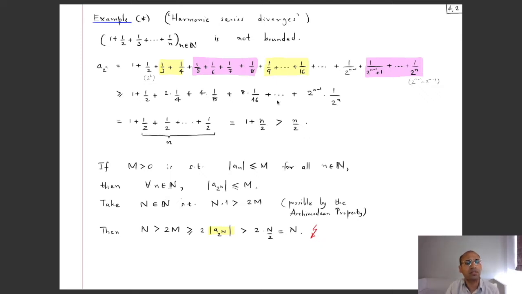So let's prove this estimate. I'm going to look at the term with the index 2 to the power n, and that is given by 1 plus a half plus a third all the way up till 1 by 2 to the power n.